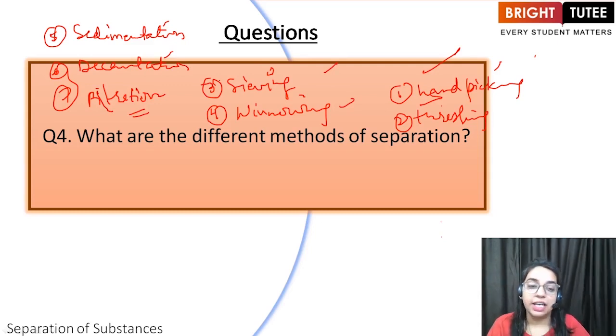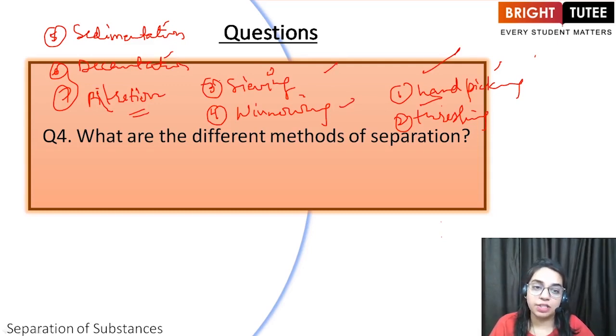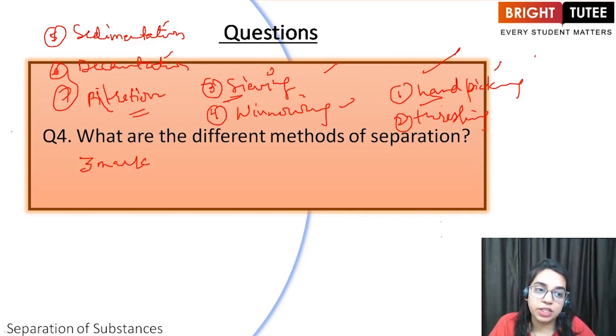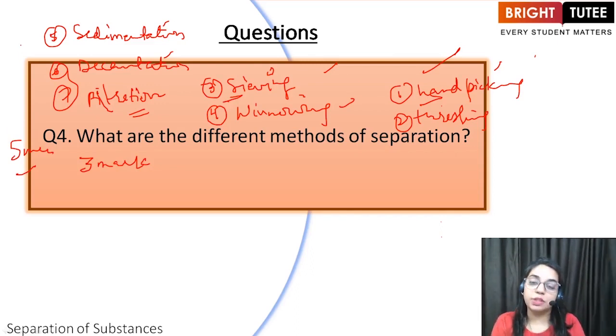We have discussed everything in detail. And children, suppose this question is asked as a 3 marker, then you will just have to name all of these. But if this question is asked as a 5 marker, then you will have to give the definitions of each of these processes of separation. Okay, so that's it guys. These were the questions and answers from the topic that we have covered so far.